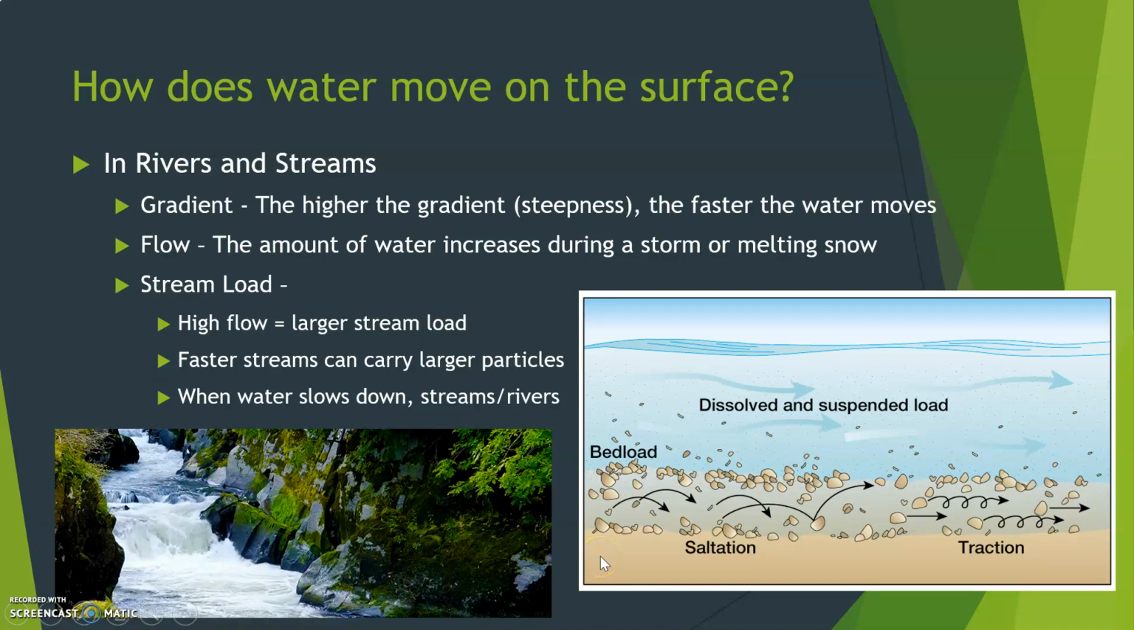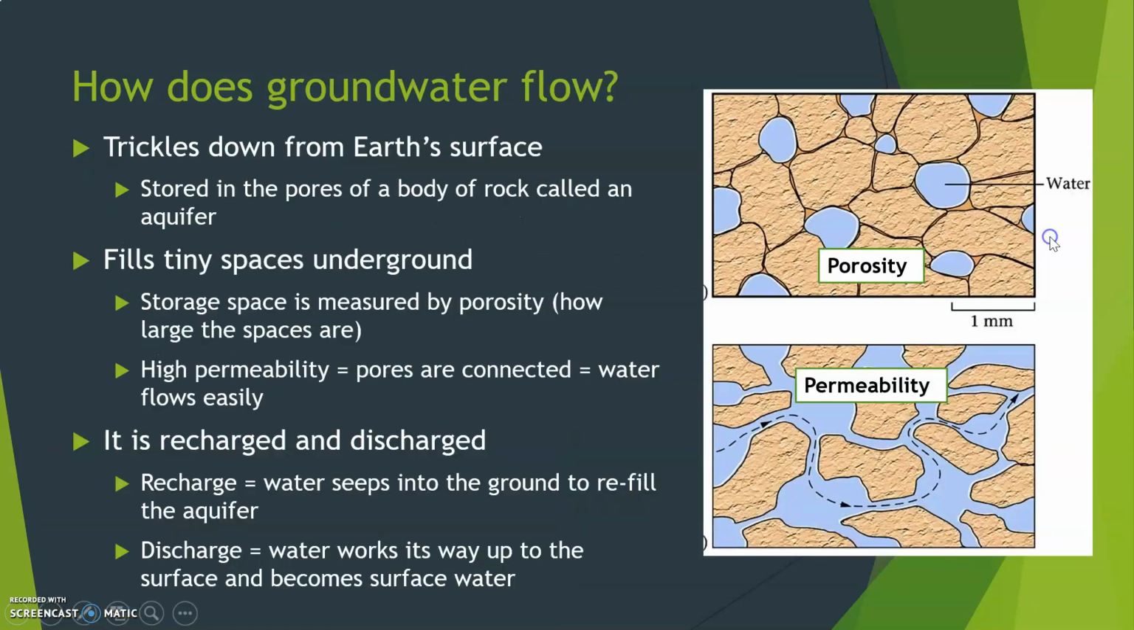And then there's something called stream load. And the high flow leads to a larger stream load. So faster streams basically carry larger particles with them. A stream that's flowing such as this is able to carry things like little pebbles through it as that water moves. And when the water slows down, the streams and the rivers are going to be less likely to be flowing. That's when you're going to have your settling of those materials that flow through the water.